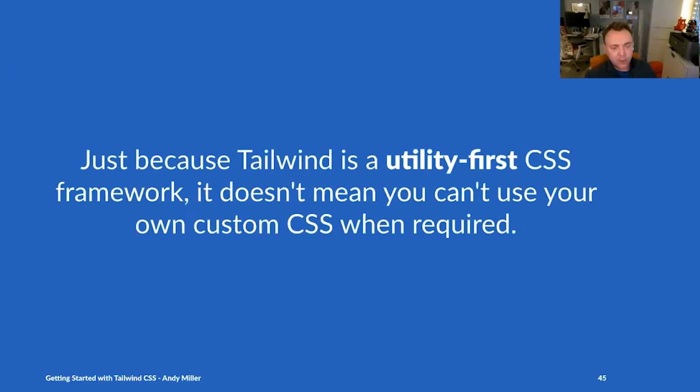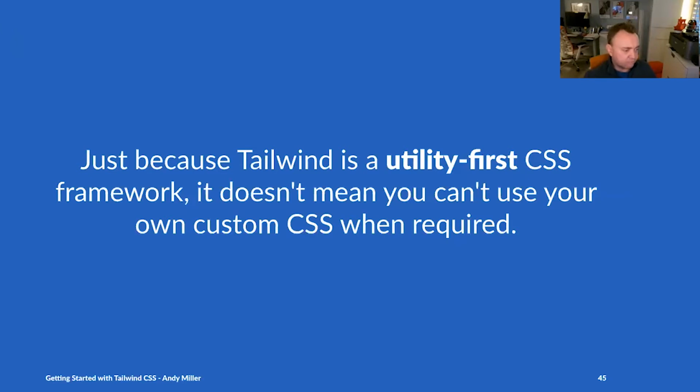And just because Tailwind is a utility-first framework, it doesn't mean you can't use your own CSS. It's just not recommended. And basically, you should only use it when you absolutely need to. And there are definitely scenarios where you'll need to. There are things that are difficult to do in Tailwind, some advanced stuff with pseudos and things like that. And then if you need to do that, then you can just use CSS. And it's not a bad thing.